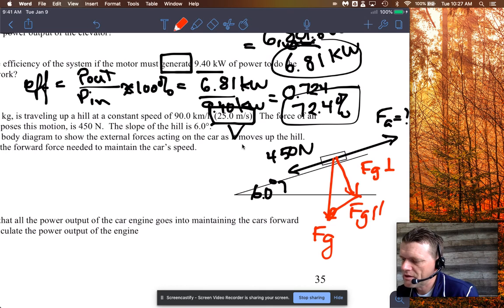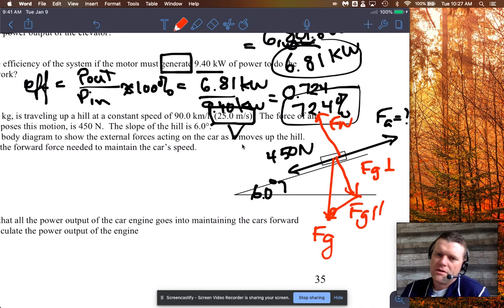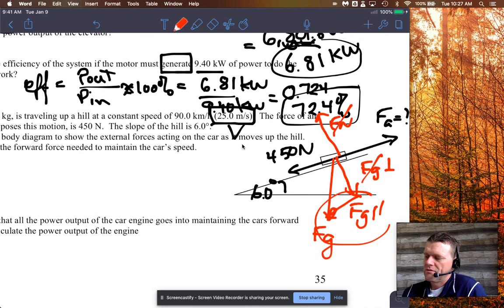Okay, and yes, the normal force would match the force of gravity perpendicular, sorry, I think I said that backwards. The normal force and the force of gravity perpendicular, they would cancel each other out, so we don't have to worry about them. So this applied force uphill has to match the 450 newtons plus the force of gravity parallel.